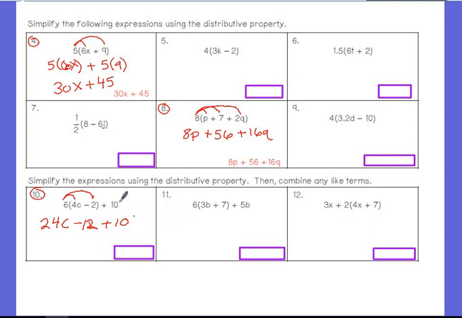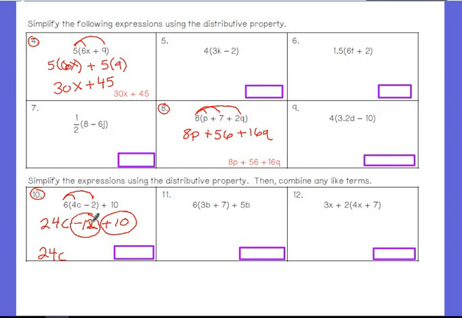Now, you always have to ask yourself, are there any like terms to combine? So I see the last name is c here, the last name is constant here, and constant here. So I have a constant of -12 and a constant of +10. That means these two get to combine. I know 24c doesn't get to combine with anybody.